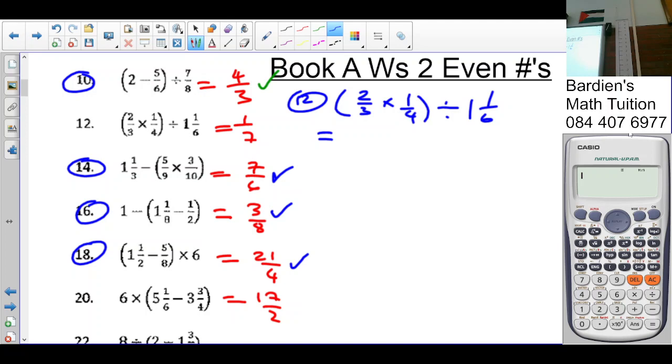Okay, so for division, we find the LCM. No. Only addition and subtraction. Yes, Michael. So in the brackets for the multiplication, you always simplify. Yeah, you simplify.